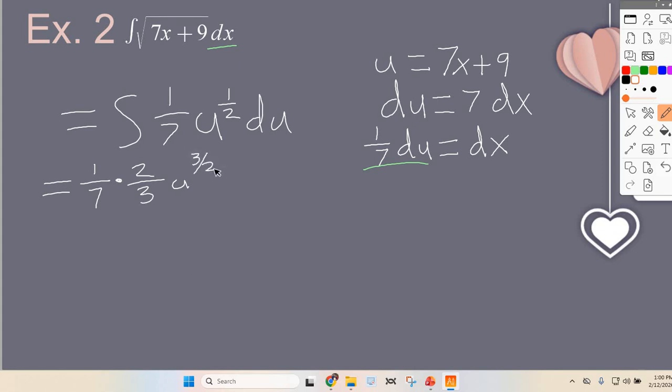And then plus C. So I have a 2 on top. 7 times 3 is 21. And then again, I have to substitute in my original expression back in.